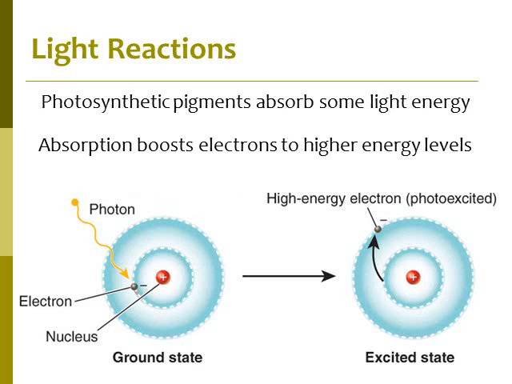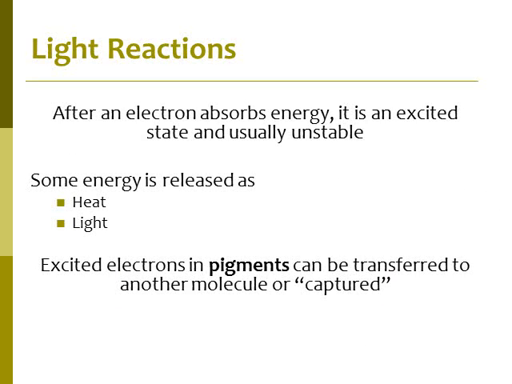And this is called the excited state. So we're transferring energy from a photon of light into an excited electron, or a high energy electron. And as you can see, that electron is now sitting in the second shell because it's photoexcited. It's holding a little bit more energy that we're then going to use to do this light reaction.